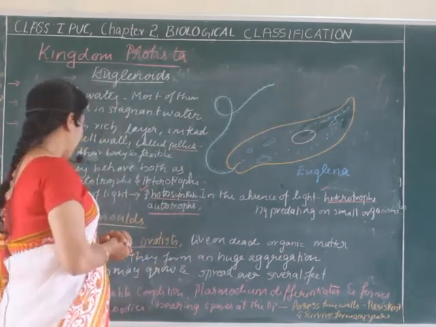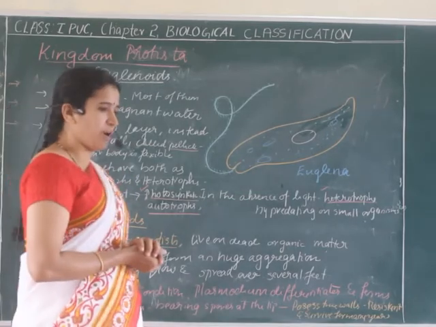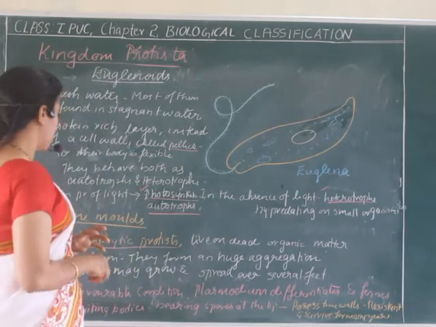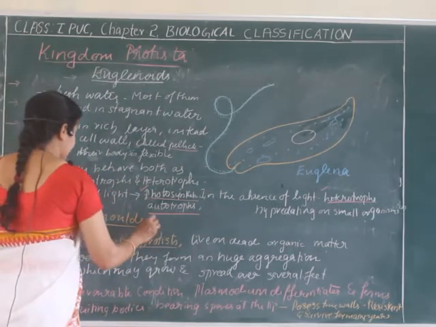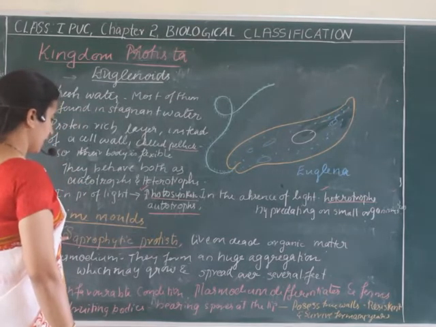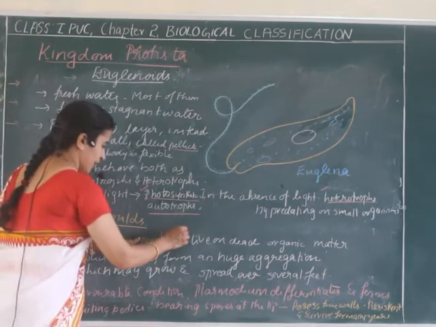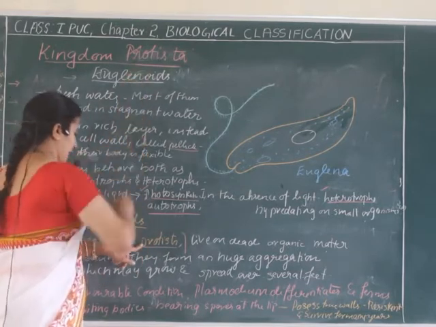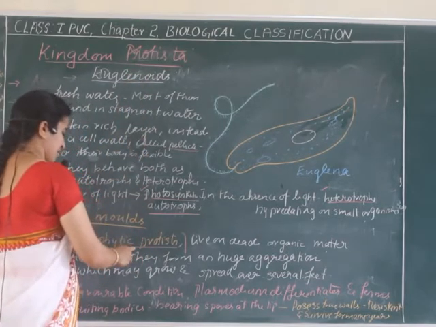So what is a saprophytic protist? They are the group of organisms which live on dead organic matter, which we call saprophytic protist. Slime molds are called saprophytic. So it comes under kingdom Protista, but it acts as a saprophyte.